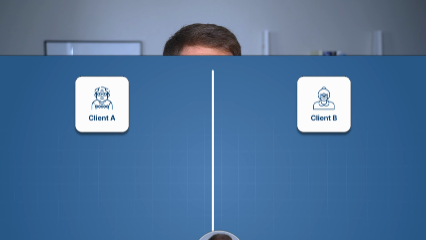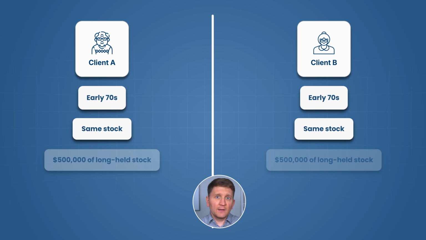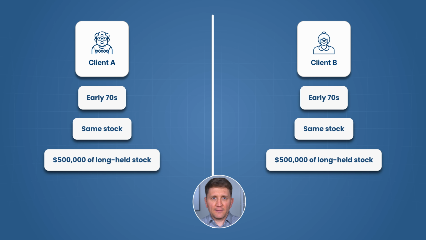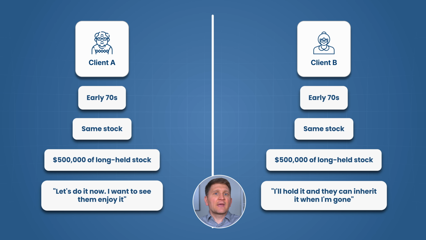A few months ago, I was preparing for a client meeting and walked through two scenarios I use all the time when explaining basis planning. Client A and Client B. Both are retired, both in their early 70s, and both want to give their kids $500,000 worth of stock they've held for decades. Client A says, "Let's do it now. I want to see them enjoy it." Client B says, "I'll hold it and they can inherit it when I'm gone."